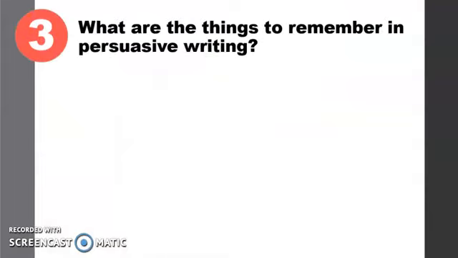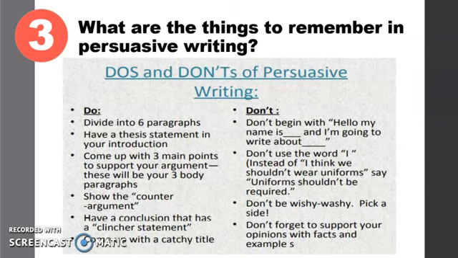And to end this lesson, let us answer the last question. What are the things to remember in persuasive writing? Or what are the things that you should keep in mind when you are going to write a persuasive speech or essay? Or what are the do's and don'ts of persuasive writing? The do's: divide your persuasive writing into six paragraphs, have a thesis statement in your introduction, come up with three main points to support your argument. This will be your three body paragraphs, and then show the counter argument. Have a conclusion that has a clincher statement, and come up with a catchy title.